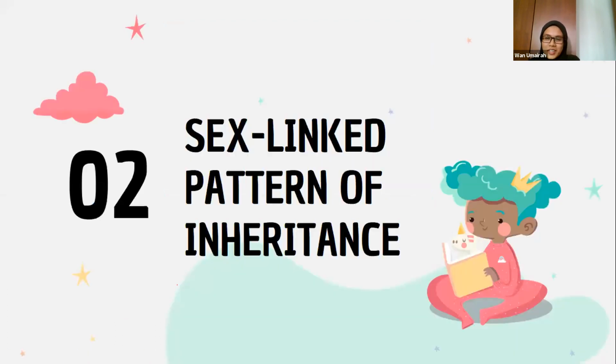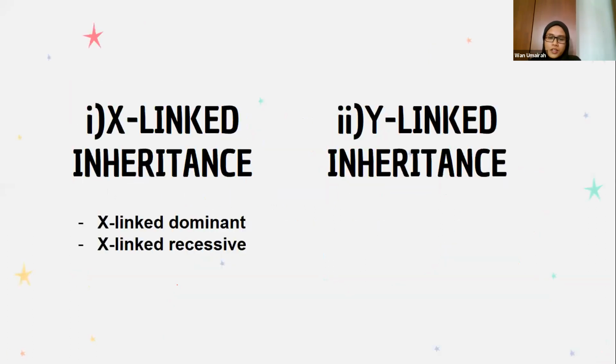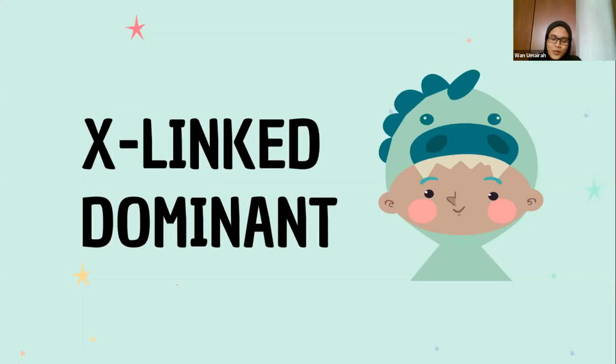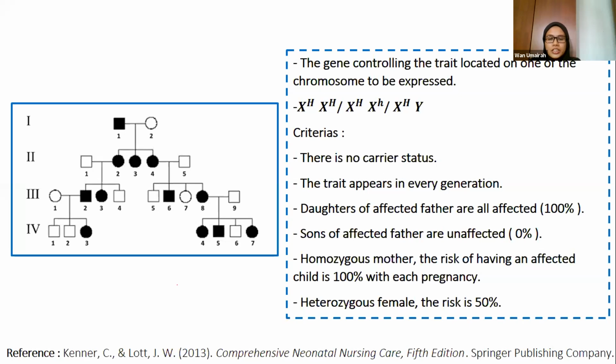Now we go to the second part, which is sex-linked pattern of inheritance. Sex-linked pattern of inheritance is divided into two, which are X-linked and Y-linked. X-linked is divided into two, which are X-linked dominant and X-linked recessive. So we go to the X-linked dominant. For X-linked dominant, the gene controlling the trait must be located on any one of the X chromosomes to be expressed. And here are some criteria for X-linked dominant.